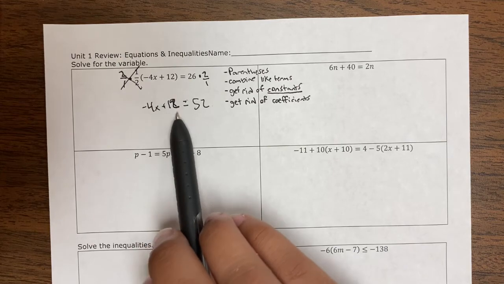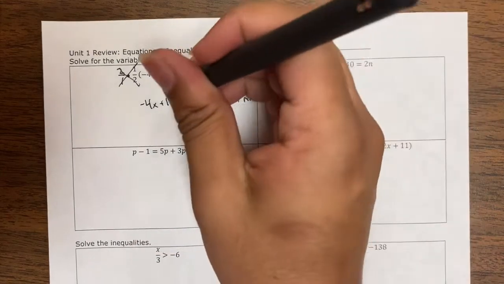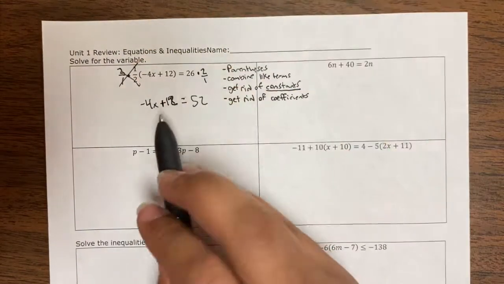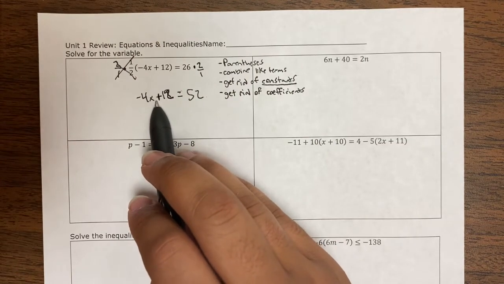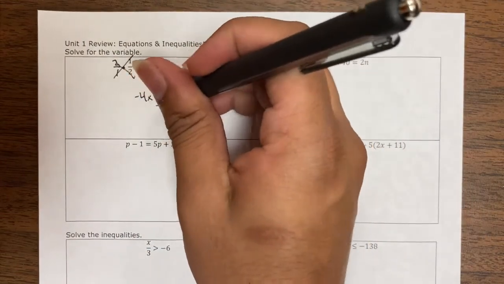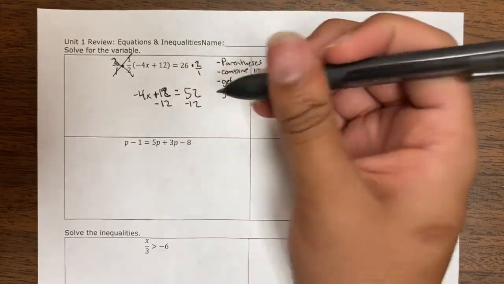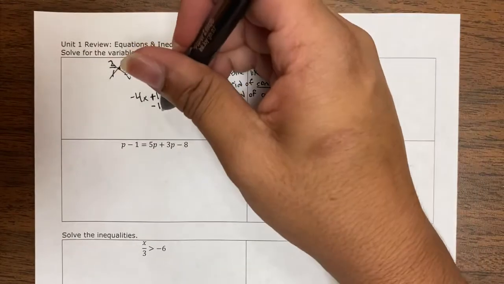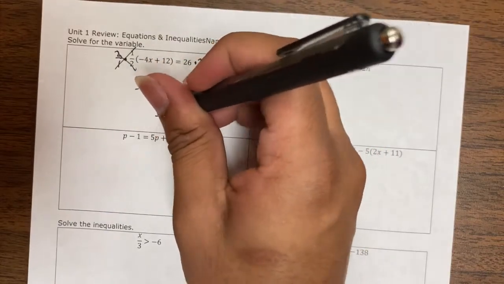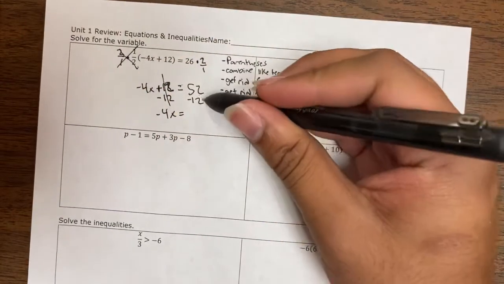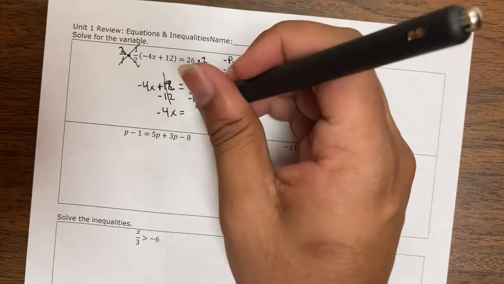To get rid of that, I have to do the opposite of whatever this sign is in front of it. So in front of the 12, I have a positive sign. To get rid of that, I would subtract. But we believe in justice, so what we do to one side, we have to do to the other. So these are going to cancel out, and I'll get negative 4x is equal to 52 minus 12 gives me 40.